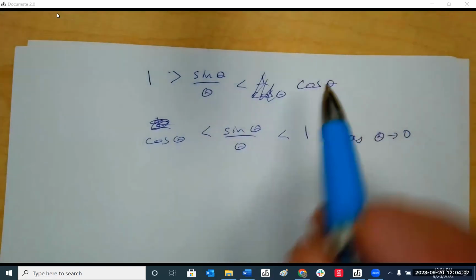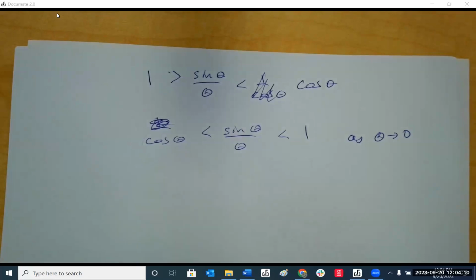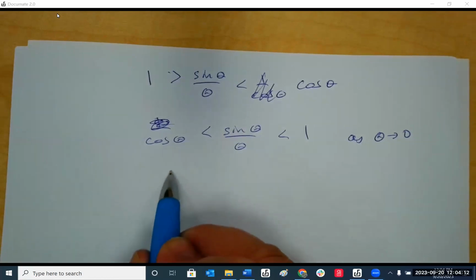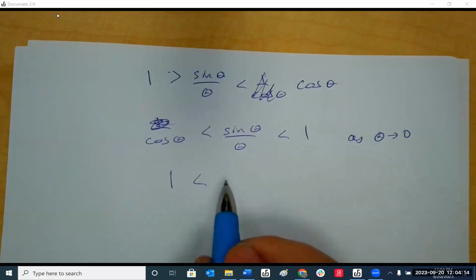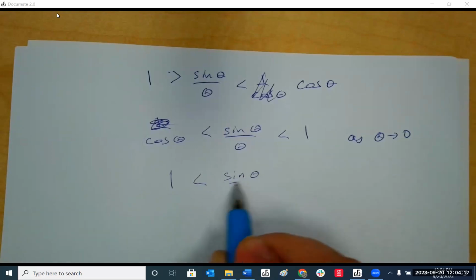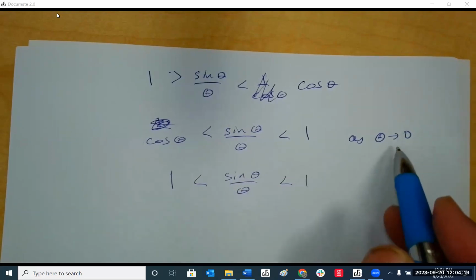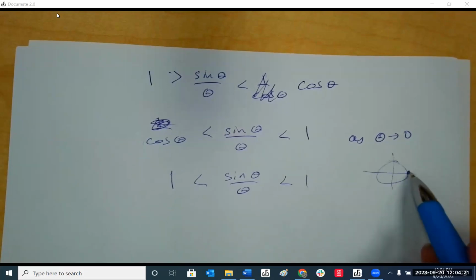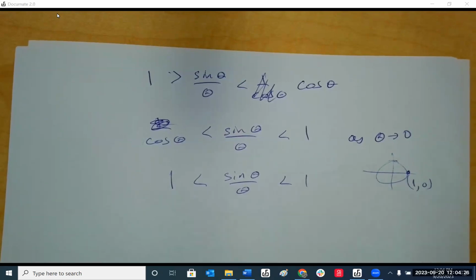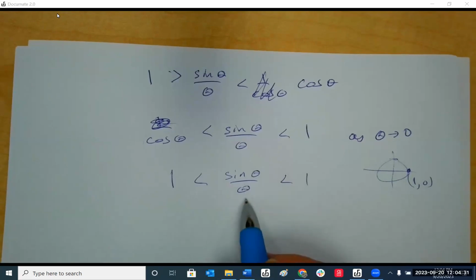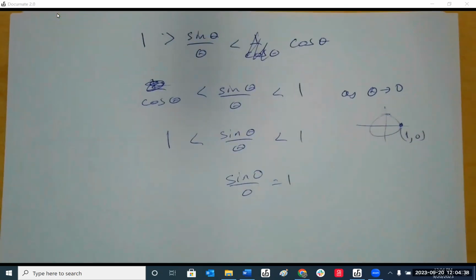Even if it was 1 over cosine, cosine at 0 is what? It's 1. Because at 0, cosine is 1. Sine is 0. So there you have the squeeze theorem. So sine of theta over theta as theta goes to 0 is 1. Who'd ever thunk it? 0 over 0 equals 1.